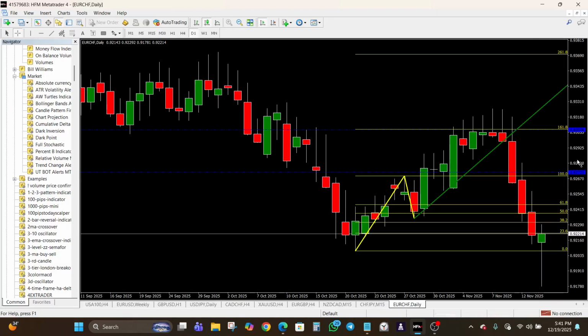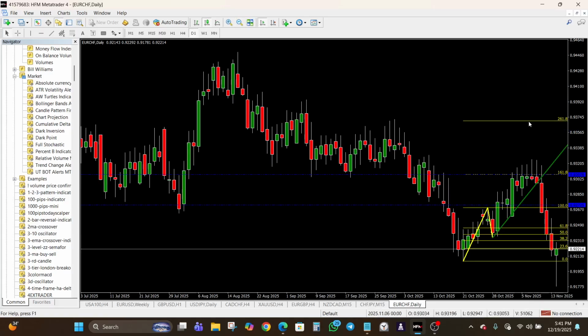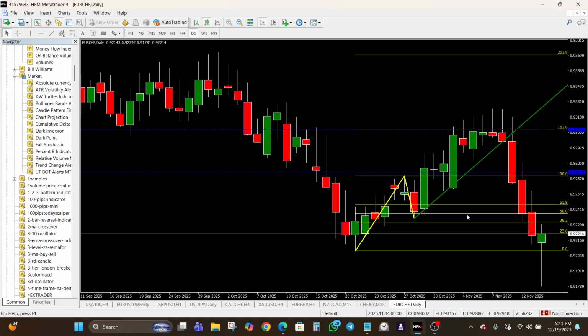And then the indicator also showed possible targets based on the Fibonacci extension calculations, right? So the 100 target, 161.8 target, and the 261.8 target are possible take profit targets if you are going to enter a buy trade.